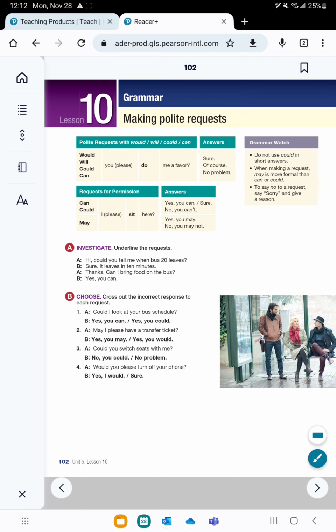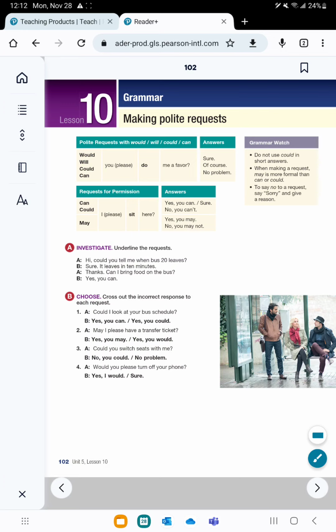We are asking for someone to do us a favor, which is the polite request up here. It is for a favor. Or the other way to make a polite request is to ask for permission. That means we want approval to do something. So those are the two types of polite requests we're going to look at today. So again, favor, permission.